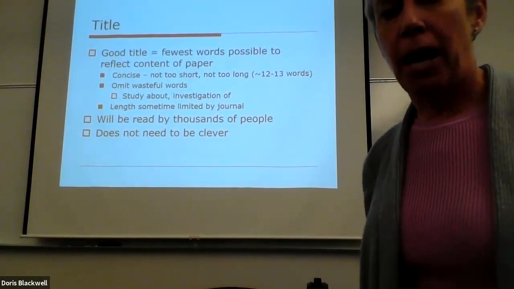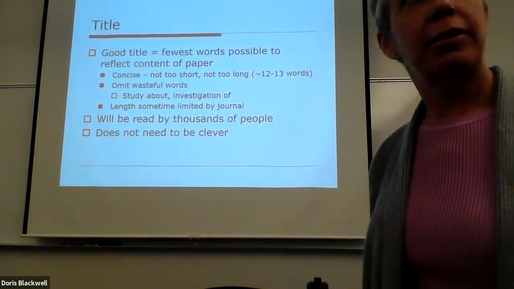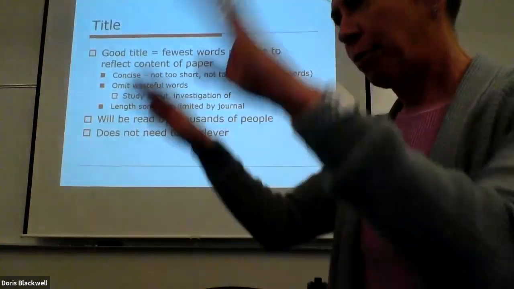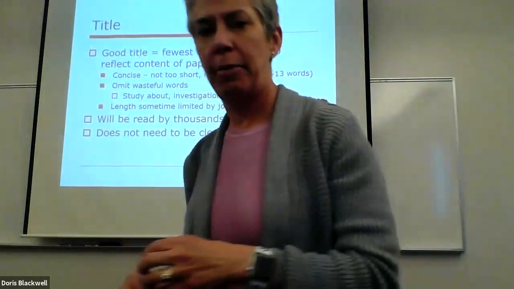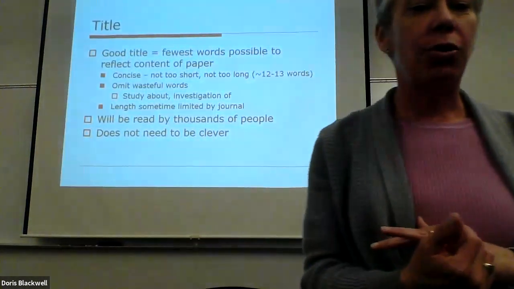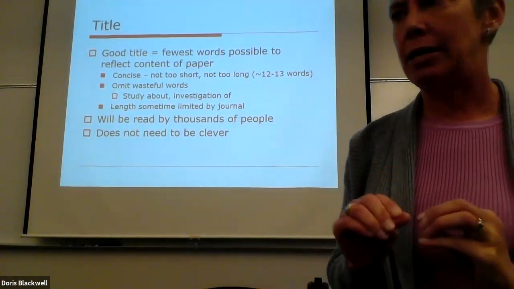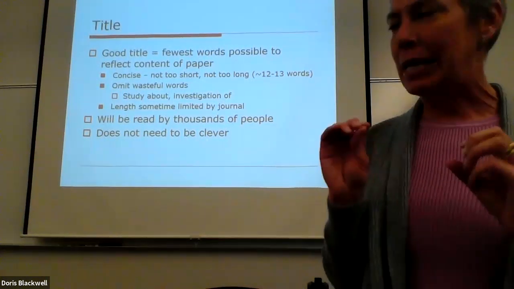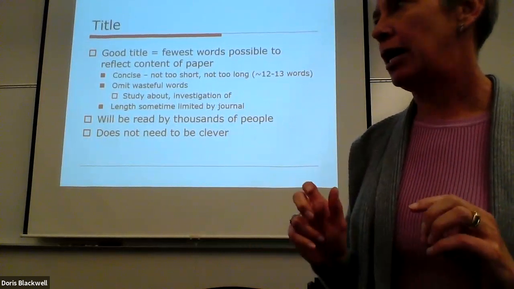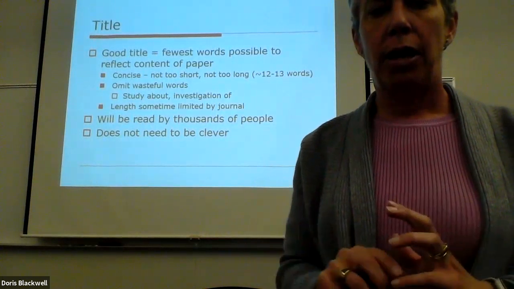All right, let's talk about writing a good title. This is something that I honestly, I'm just sort of like, okay, whatever. By the time I finish writing the manuscript, I'll put something on there and get it submitted. But it's really important that we write a good title, right? Titles need to be as few words as possible that reflect the content of our paper. So we want them to be concise, not too long, not too short, and a good number of words for a title is between 12 and 13. That's sort of what we're shooting for.